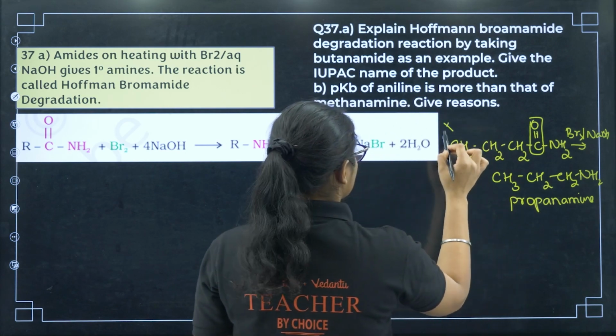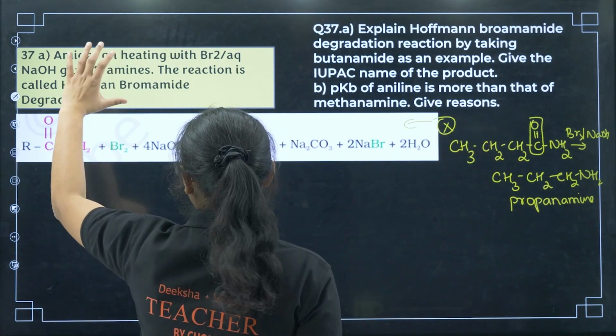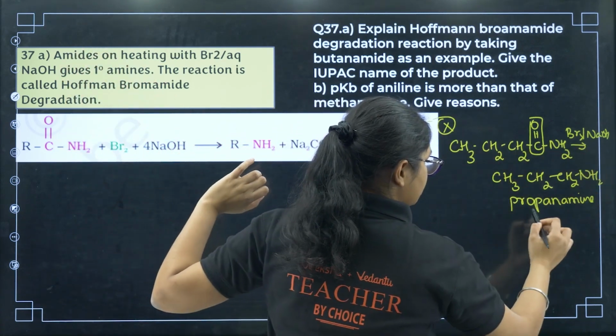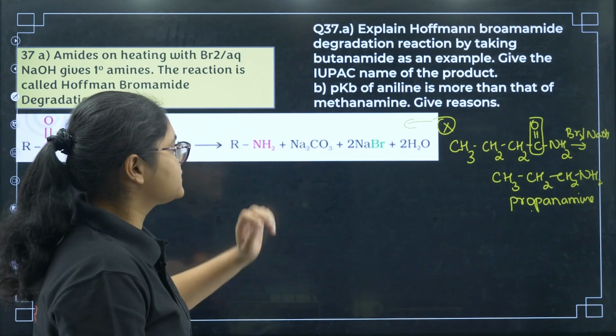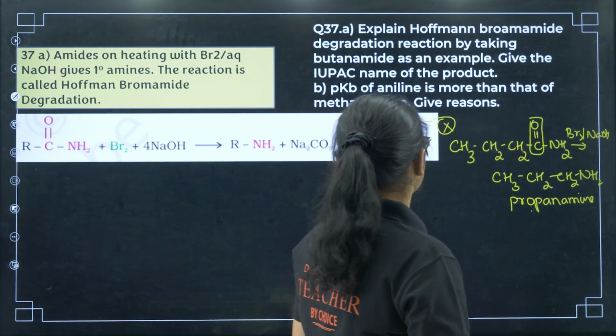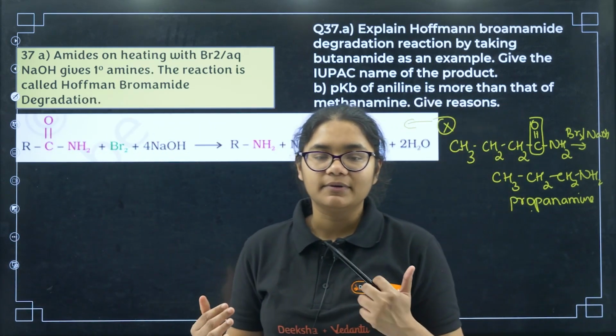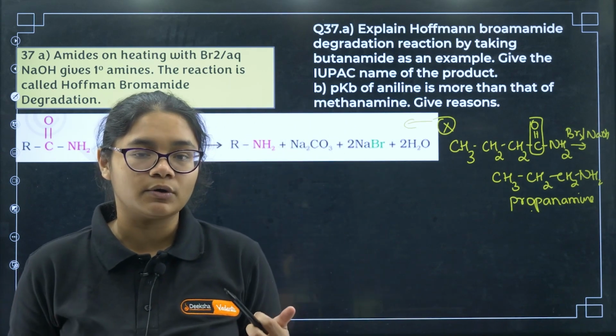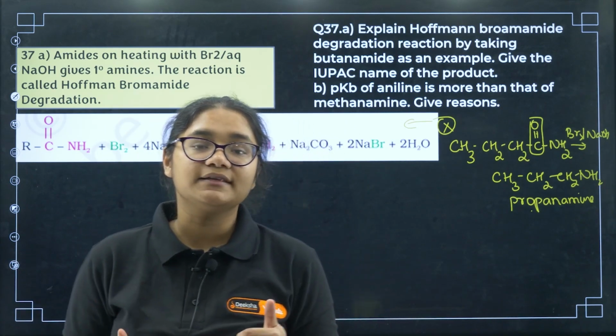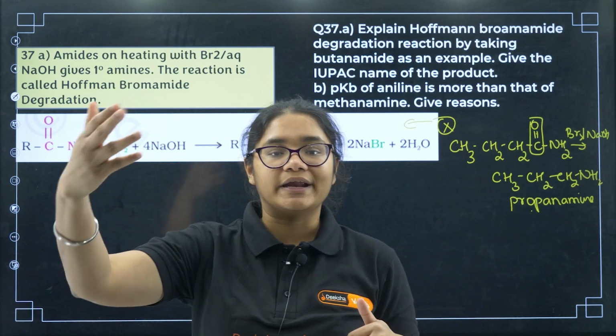Okay, so basically you don't have to write this general reaction, you can just write down the definition and this example and the IUPAC name. Next, why is the pKb of aniline more? Now, if the pKb of aniline is more, that means it is less basic. Less basic means it is not able to donate its electron.